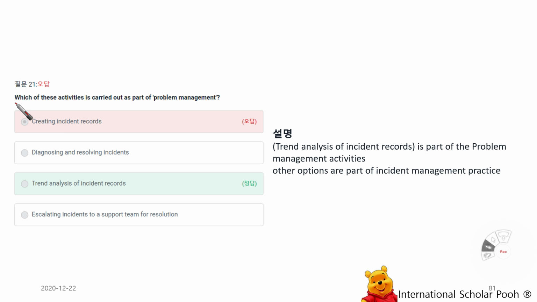Which of these activities is carried out as part of problem management? Trend analysis of incident records. Trend analysis of incident records is a part of problem management activities. The other options are part of the incident management practice.